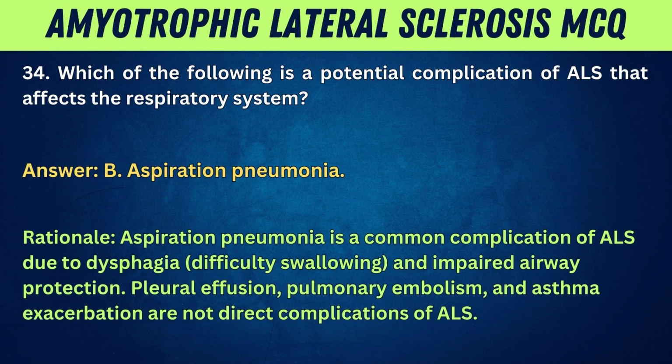Answer: B. Aspiration pneumonia. Rationale: aspiration pneumonia is a common complication of ALS due to dysphagia, difficulty swallowing, and impaired airway protection. Pleural effusion, pulmonary embolism, and asthma exacerbation are not direct complications of ALS.